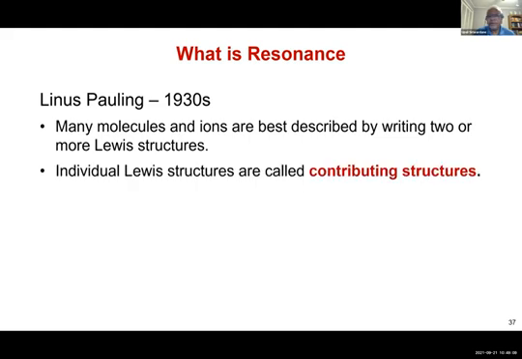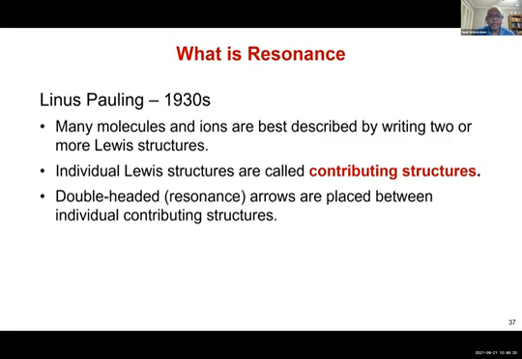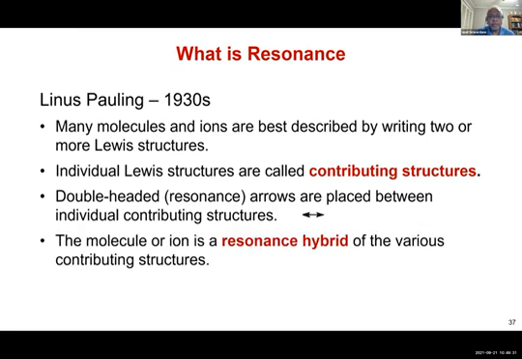Individual Lewis structures are called contributing structures. They show the distribution of electrons in double bonds. A double-headed arrow is used to indicate the contributing structures, this arrow. The molecule or ion is called the resonance hybrid. Carbonate ion has 3 contributing structures, with various contributions to the resonance hybrid for carbonate ion.